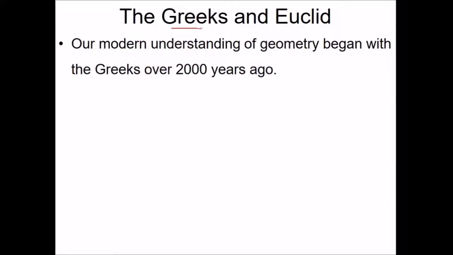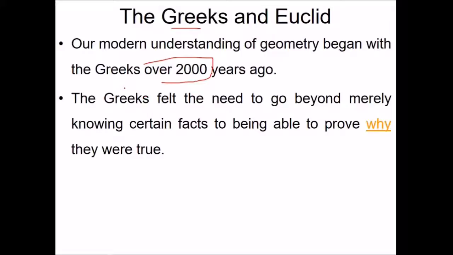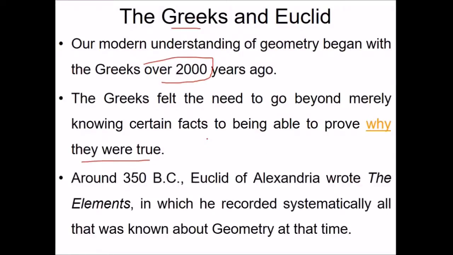Then it started from the Greeks and Euclid. Our modern understanding of geometry began with the Greeks over 2000 years ago. The Greeks felt the need to go beyond merely knowing certain facts to being able to prove why they were true. So they wanted the facts. Around 350 BC, Euclid of Alexandria wrote the Elements, in which he recorded systematically all that was known about geometry at that time.